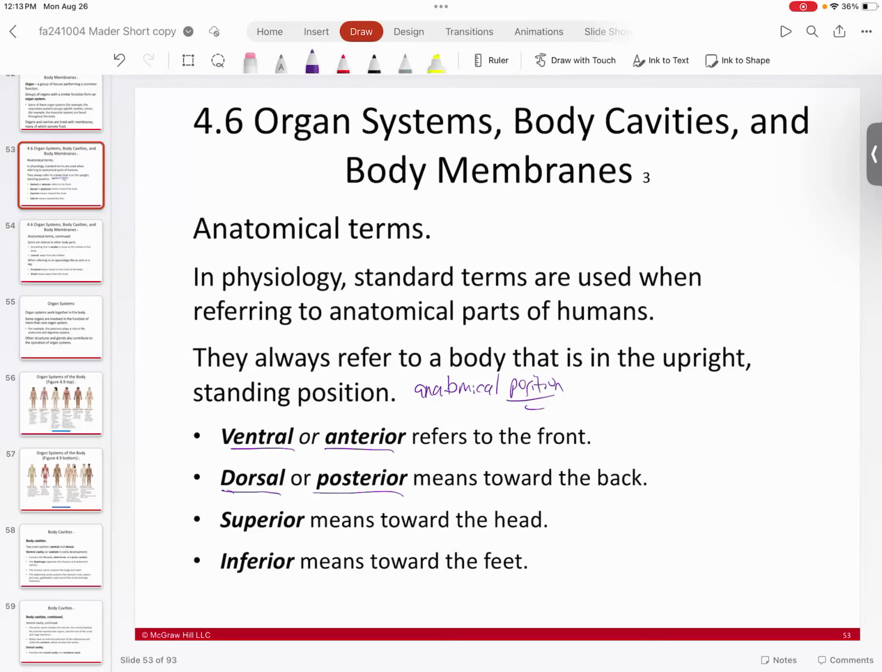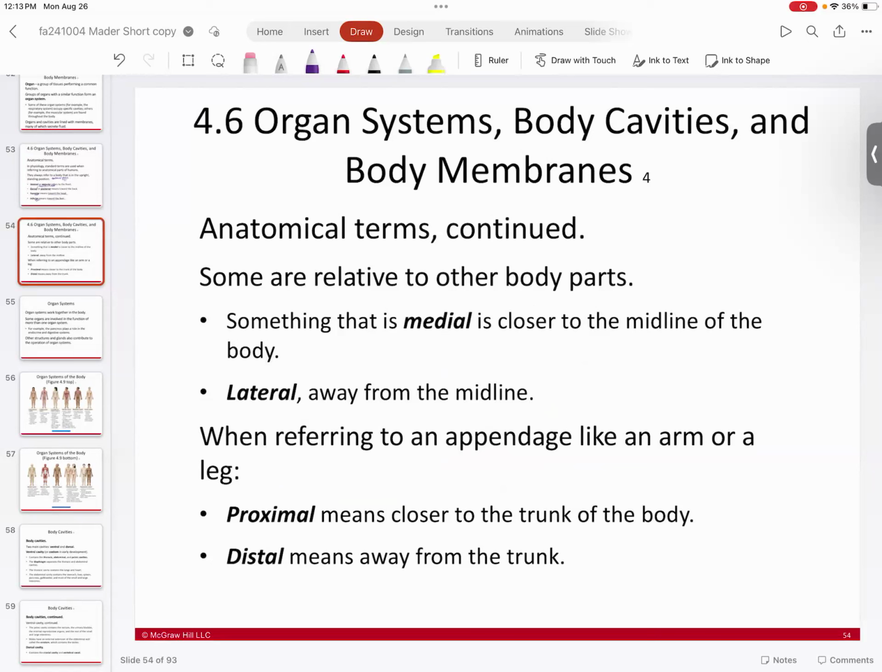So for the dorsal, I always tell students, just think of the dorsal fin on a shark. A shark swimming around here with the dorsal fin, it's always on their back, so that's on their dorsal side. Superior means up, inferior means below. So superior aspect is above, inferior aspect is below. Oftentimes it means toward the head or toward the feet, depending on the organism you're looking at.